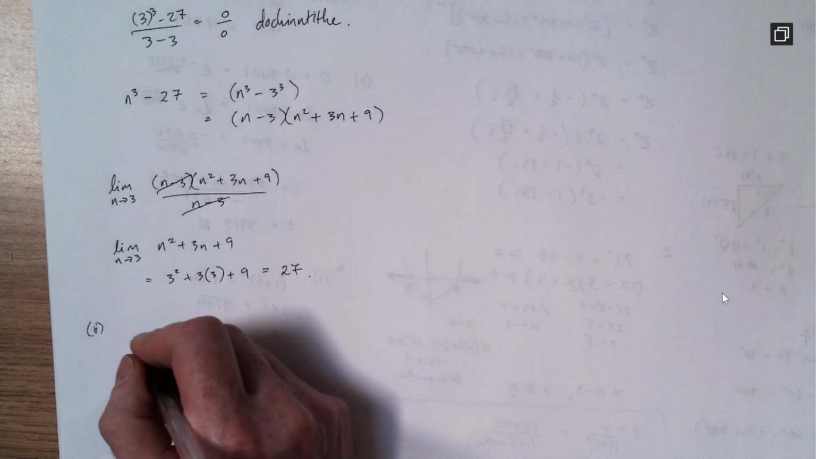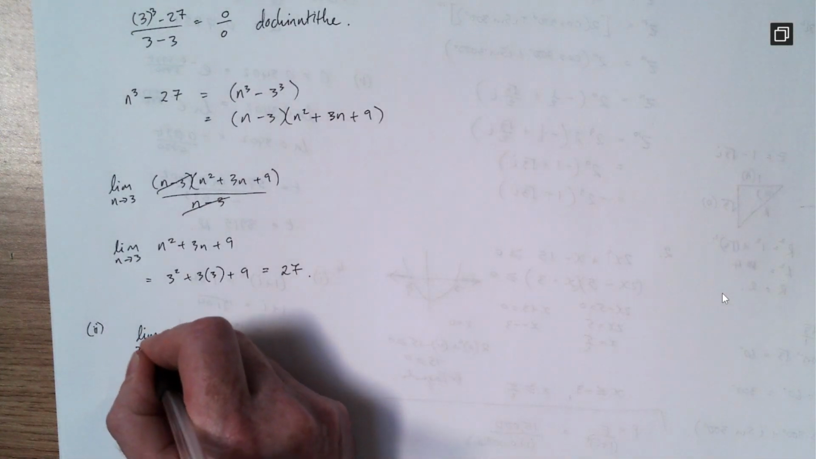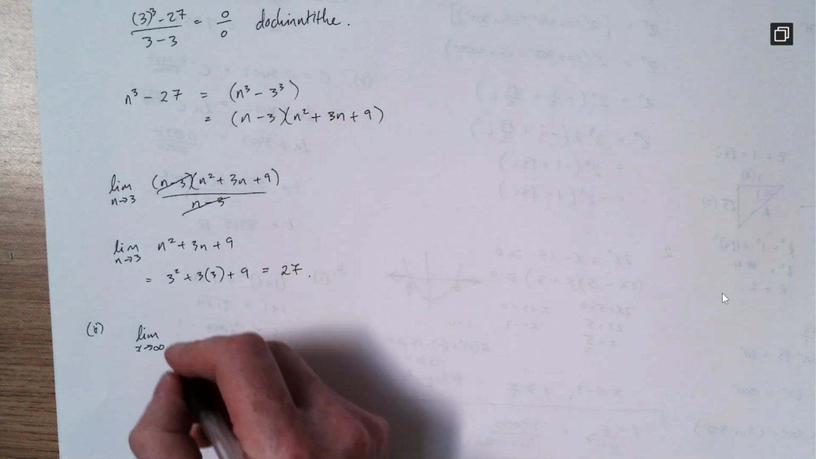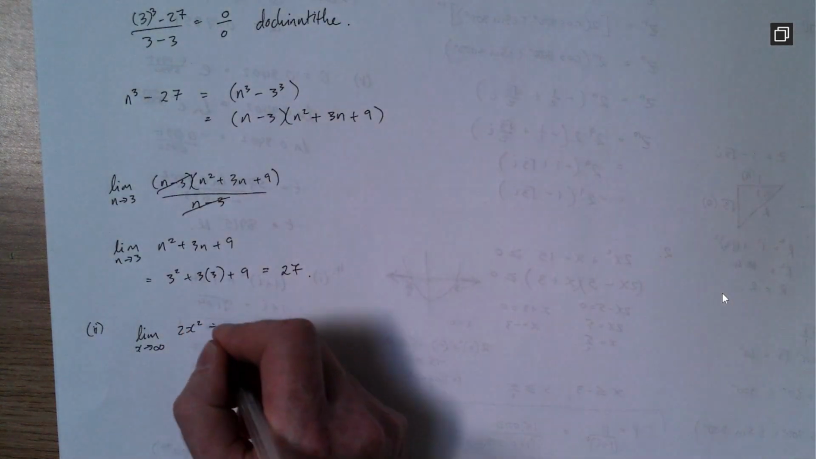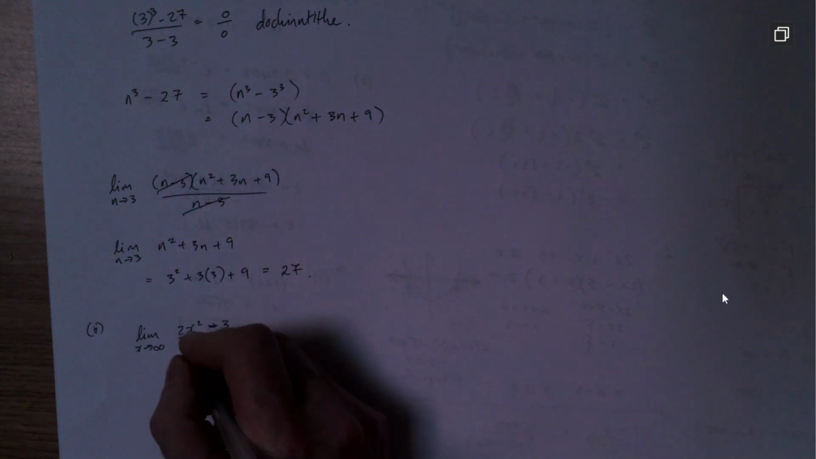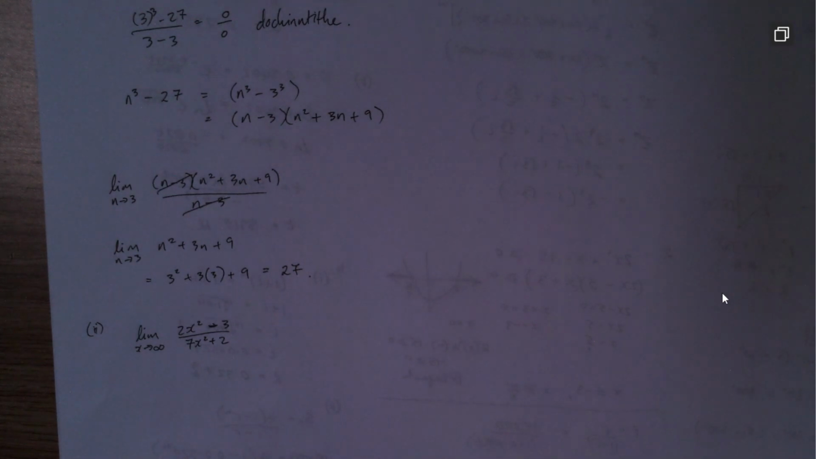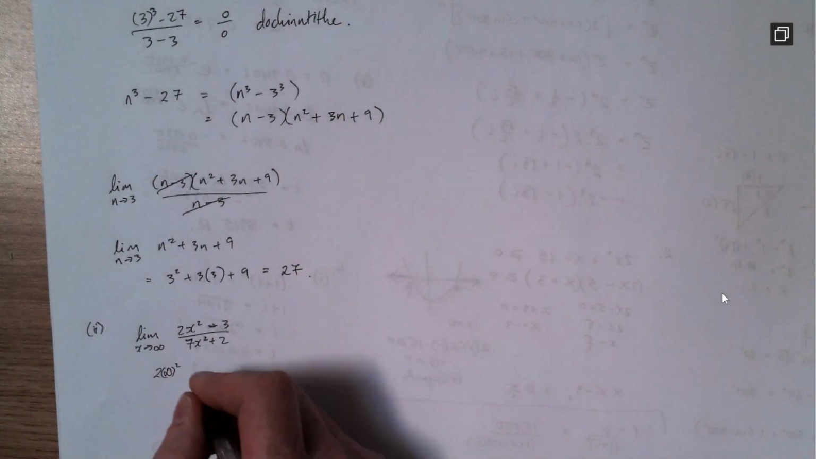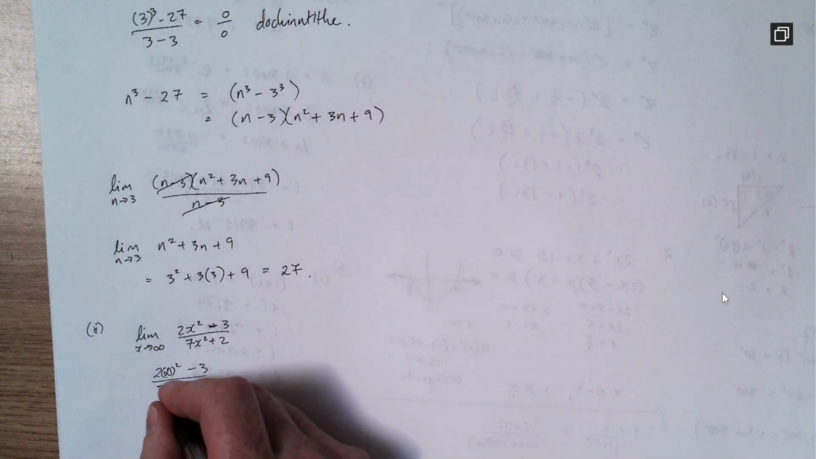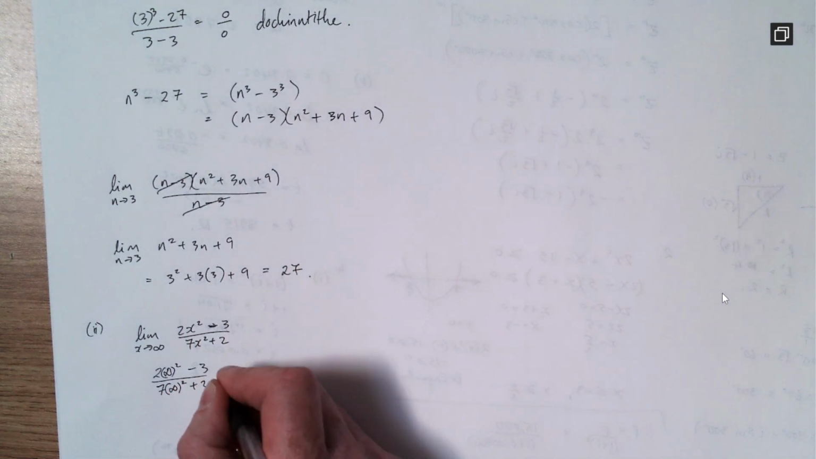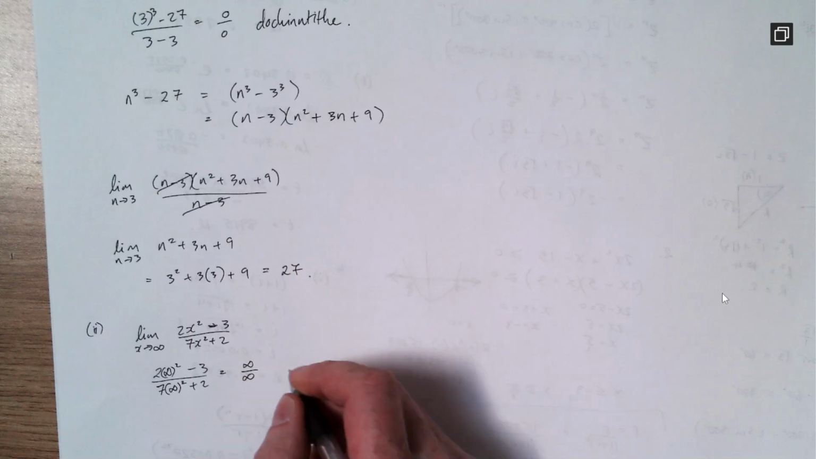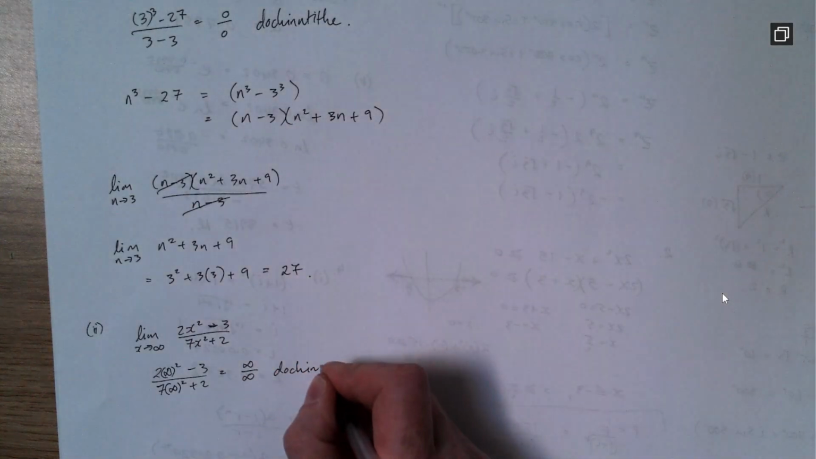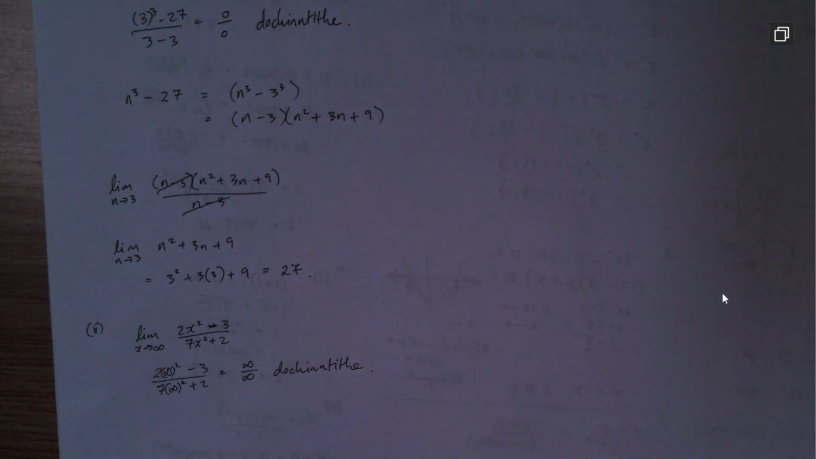The next part is the limit as x goes to infinity of x squared minus 3 over x squared plus 2. When x goes to infinity, infinity squared minus 3 over infinity squared plus 2 is infinity over infinity, which is indeterminate.